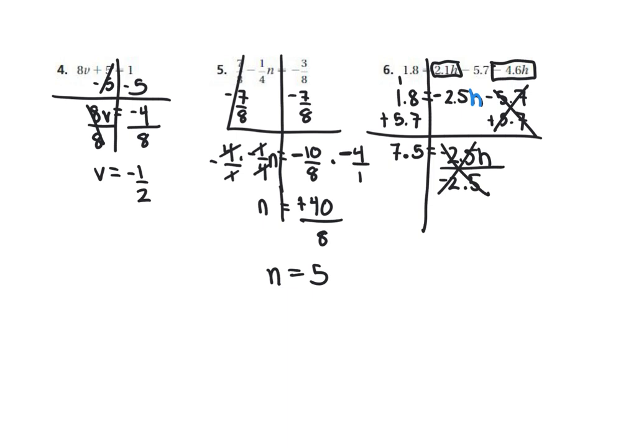Dividing a number by itself gives you 1, so you're left with h. On the left side, we'll divide by -2.5. 2.5 goes into 7.5 3 times, and a positive divided by a negative is a negative.